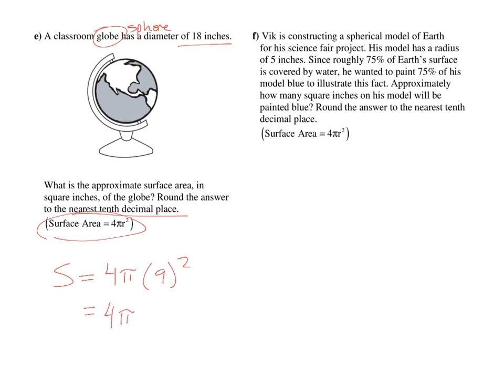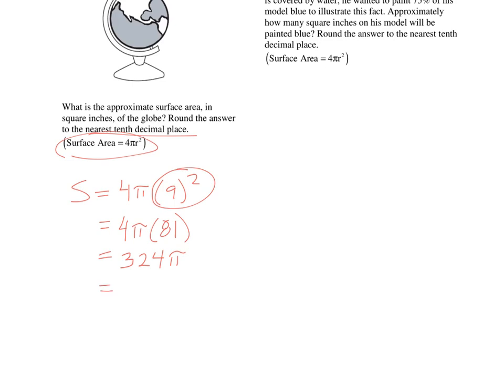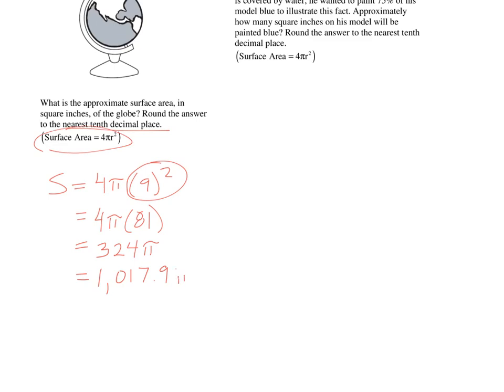So 4 pi times 81. Make sure you don't do 4 times 9 and then square that. All right, first square the 9 and then multiply by 4. And now I have 324 pi. Okay, and I want you to round it to the nearest tenth. So you could plug pi into your calculator. And it will be 1017.9, because I'm rounding it to the nearest tenth. And what units are we working with? Inches. Done.